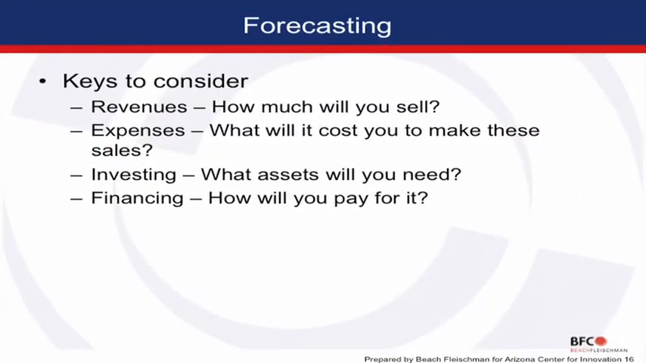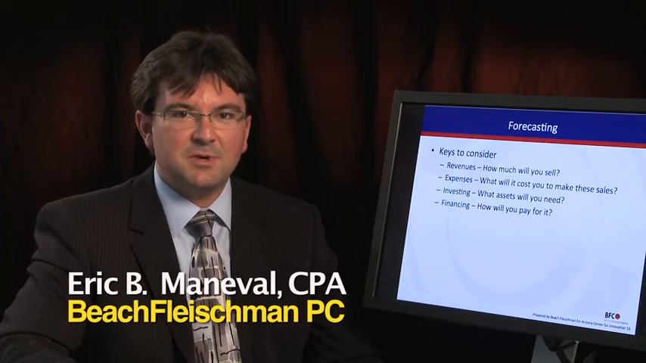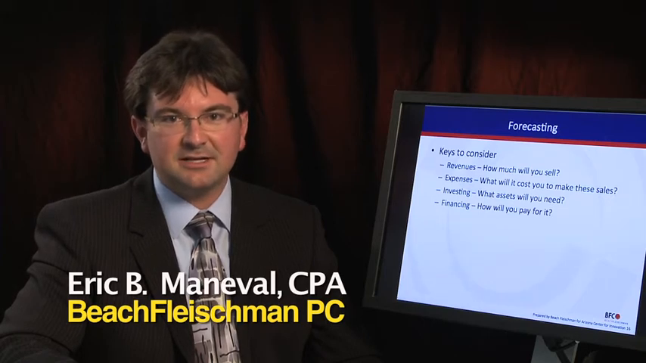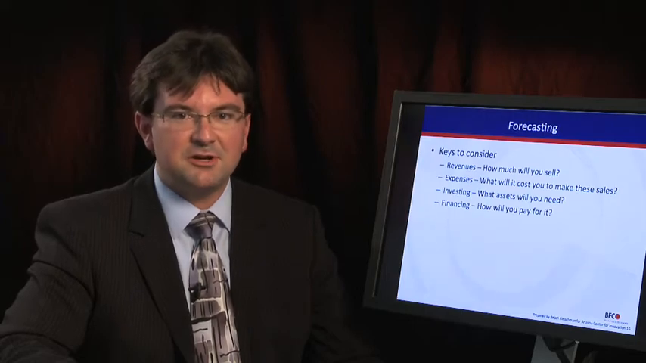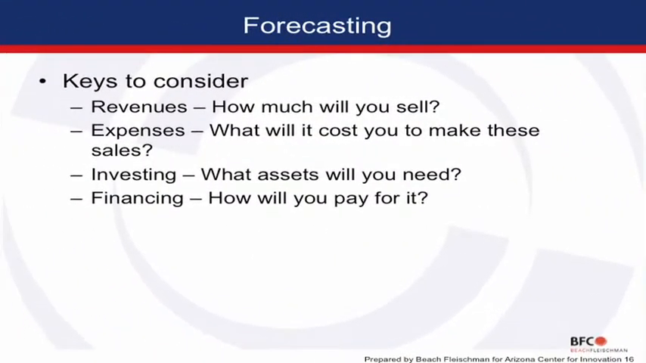When you're forecasting or preparing a projection, there's really 4 key things that you need to consider: revenues, expenses, investing, and financing. Of the 4, really the most important critical element is the revenues. You need to determine how much of your product you're going to be selling. Once you know how much you're going to be selling, you can figure out how much it's going to cost to make it. That's when you pin down your expenses. And also your investing. What do you need? Will you need to buy a factory to produce? Will you need to buy manufacturing equipment?